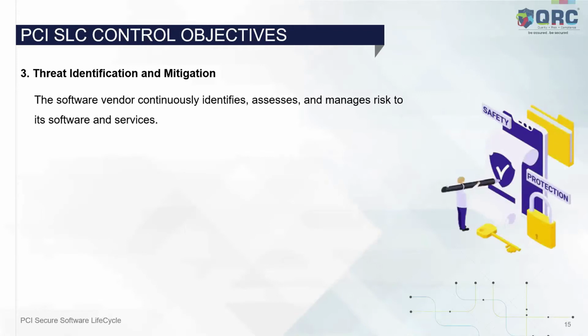Now the control objective 3, threat identification and mitigation. The software vendors are required to implement a process for identifying and classifying critical assets in the software and maintain an inventory of such assets. So vendors first should identify what all critical assets a software is holding, and then classify them on the basis of their criticality. Critical assets can include sensitive data which that vendor is collecting, storing, processing, or transmitting.